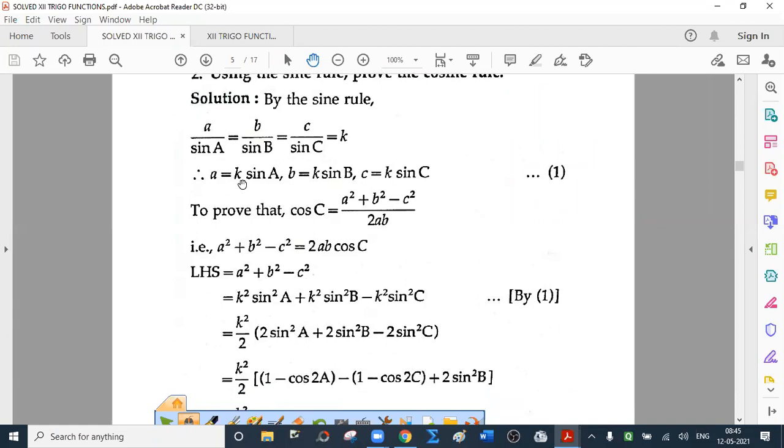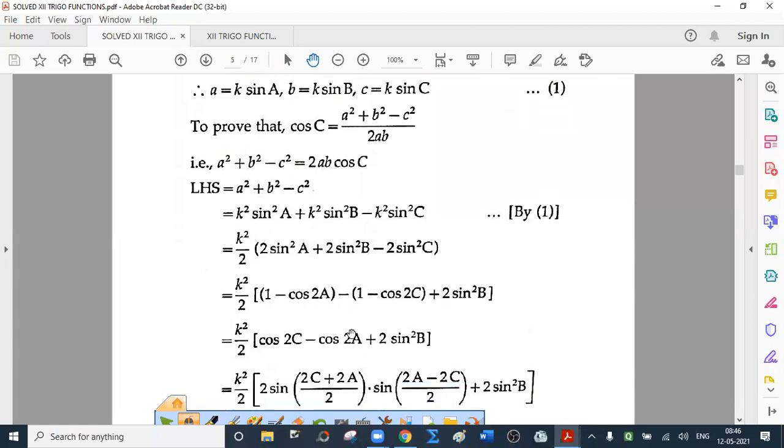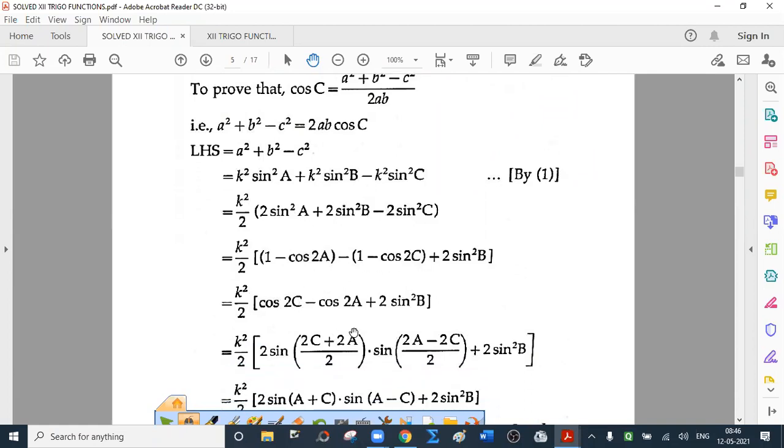But from 1, a is k sine A and so on. Substitute. Now I have taken k square by 2 common so that I get 2 sine square A plus 2 sine square B minus 2 sine square C in the bracket. Why do we need 2 sine square A? Because 2 sine square A can be replaced by what? 1 minus cos 2A. See, I have considered this term. So minus in bracket 1 minus cos 2C, right? And what is 2 sine square B? I have written 2 sine square B as it is. Now open the brackets to get cos 2C minus cos 2A.